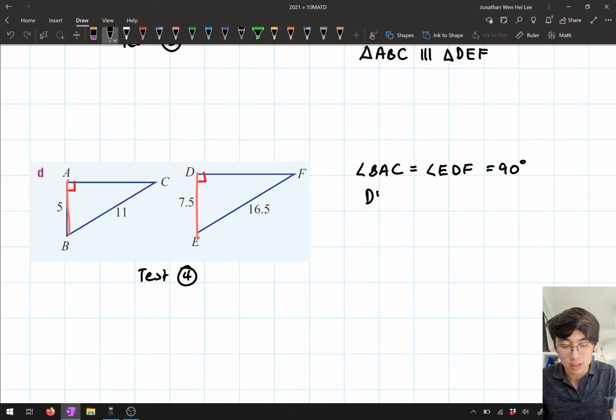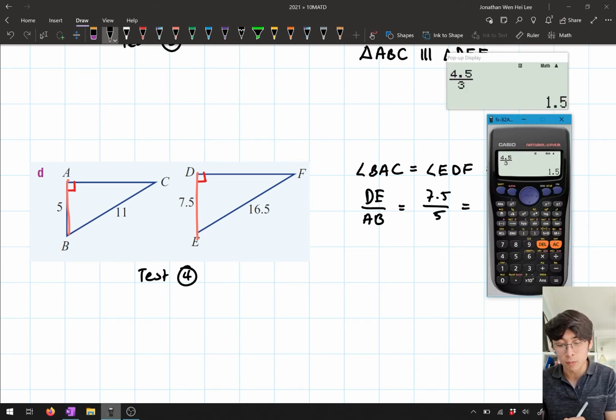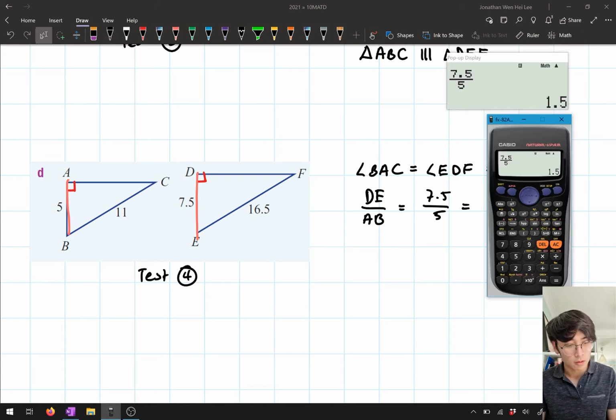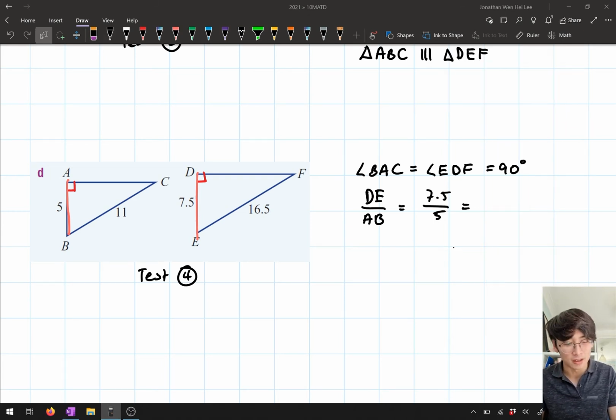So I'm going to write as a fraction, DE over AB is equal to 7.5 over 5. Let's find out what 7.5 over 5 is. So 7.5 over 5 gives me 1.5. It happens to be 1.5 again. So here I've got 1.5.